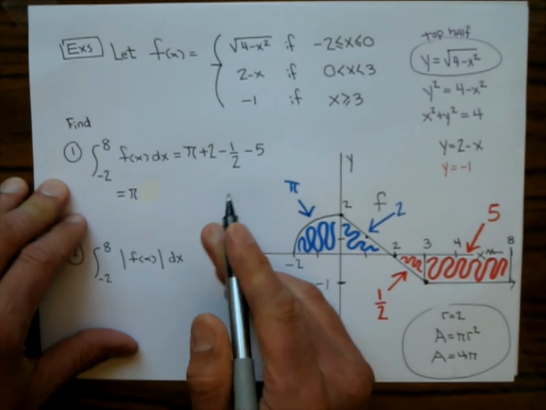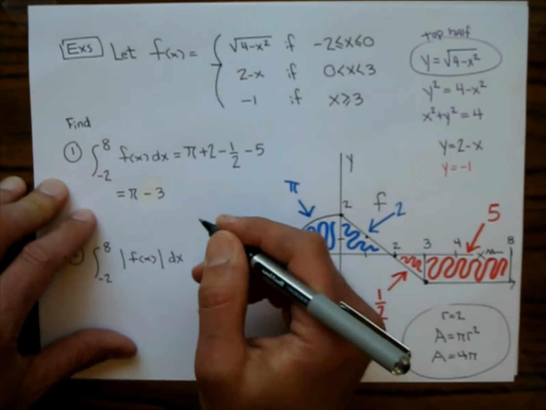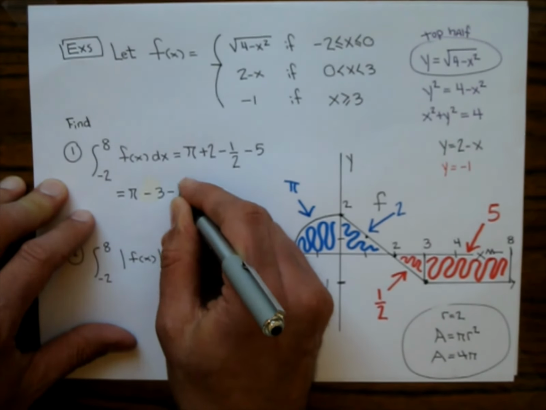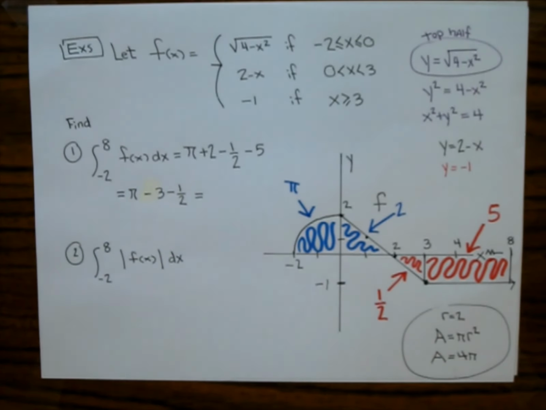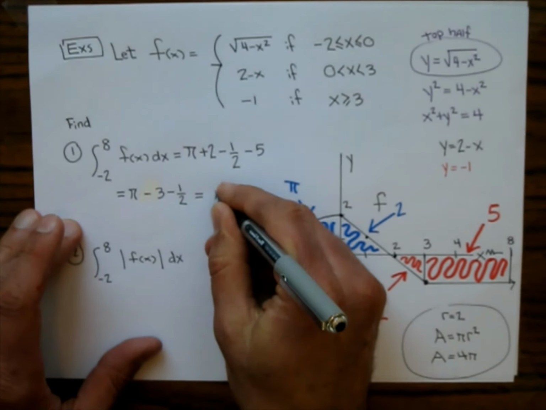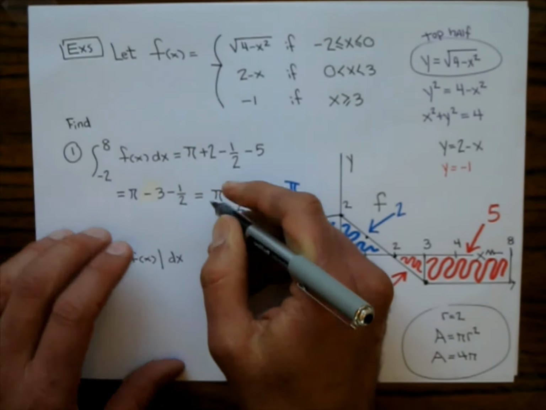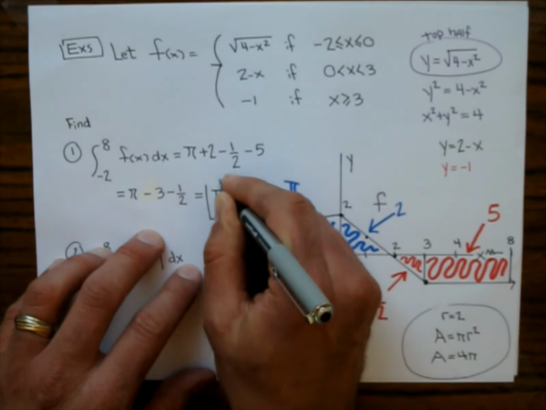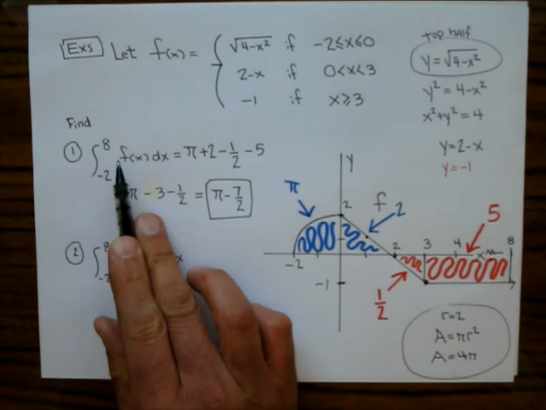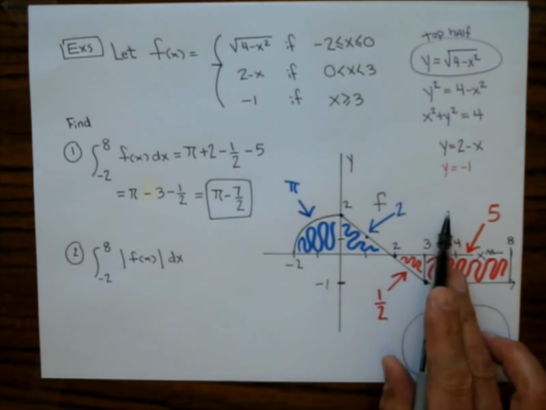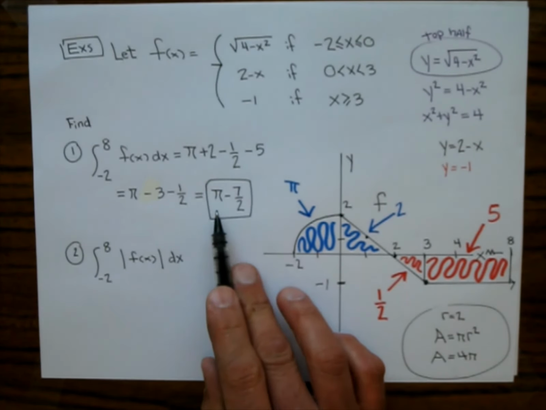Okay, what am I doing here? I'm going pi minus 3 minus 1/2. And so that's pi minus 3.5, but we're going to actually say pi minus 7/2. So there it is. That is the definite integral from -2 to 8 of the function. Most of the work was drawing the picture and looking at what those areas were. So pi minus 7/2.